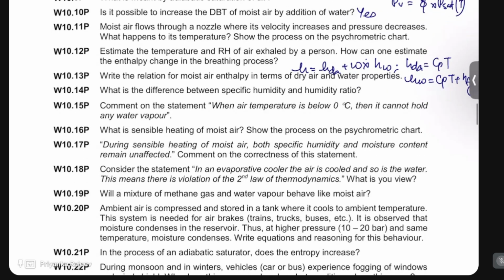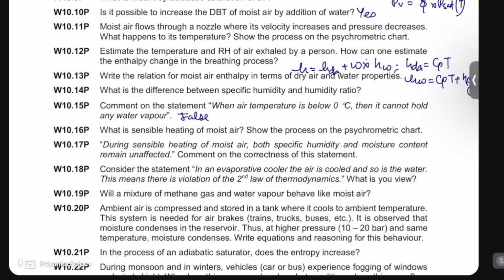Then next is air below 0 degrees centigrade. Okay, when air temperature is below 0 degrees centigrade, then it cannot hold any water vapor. Comment on this. That is incorrect. Air can hold water vapor as long as the partial pressure is below saturation. So even below 0 degrees centigrade, ice can sublimate, which we have seen earlier. So the statement is wrong, false or incorrect.